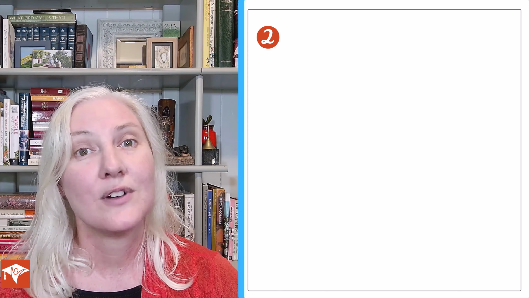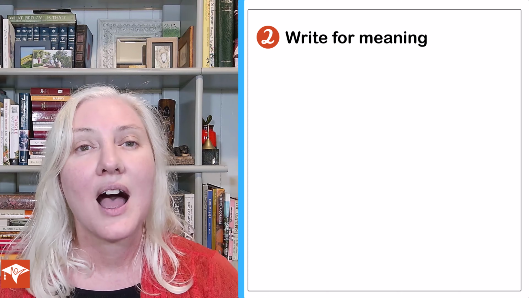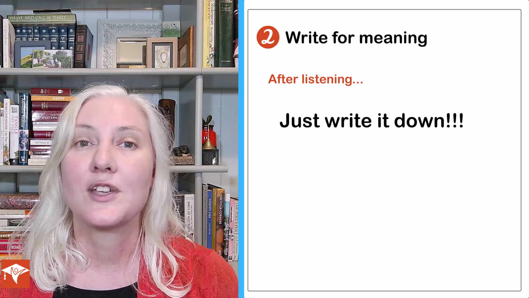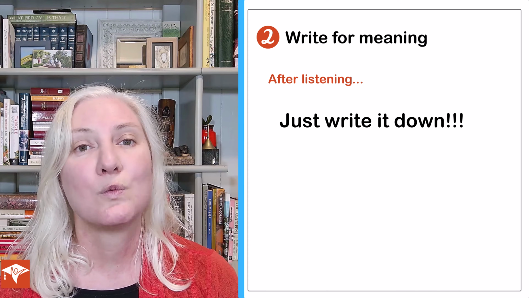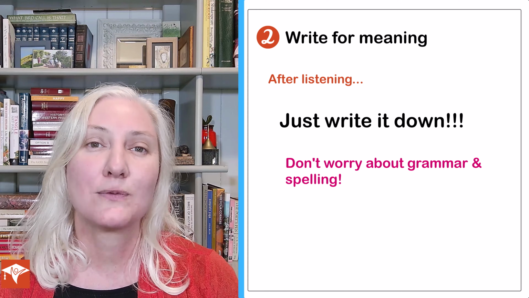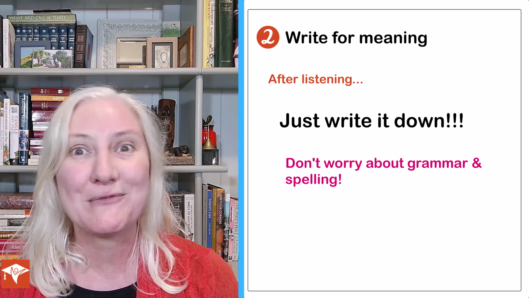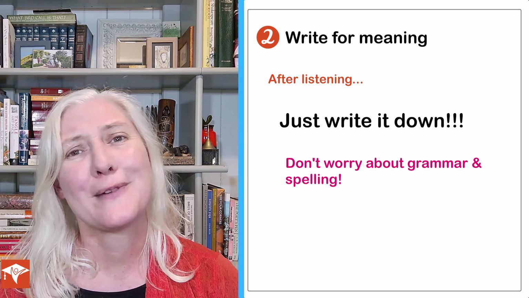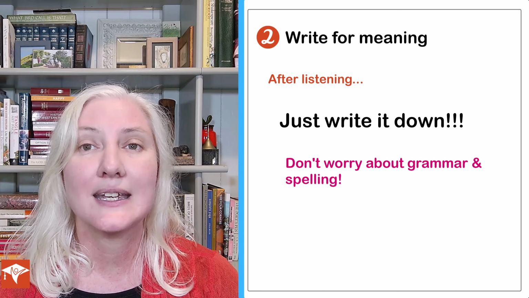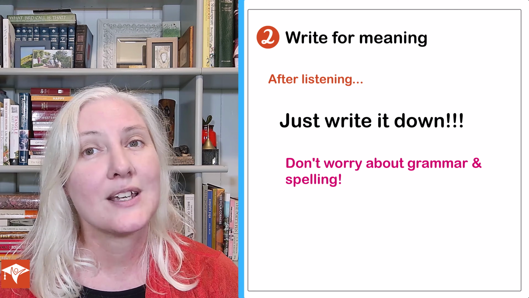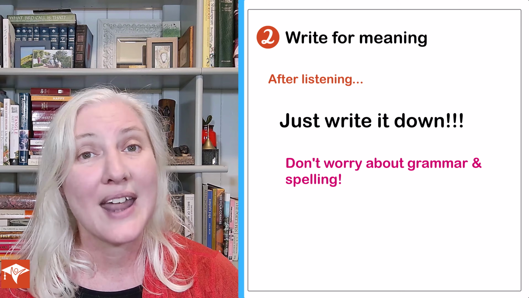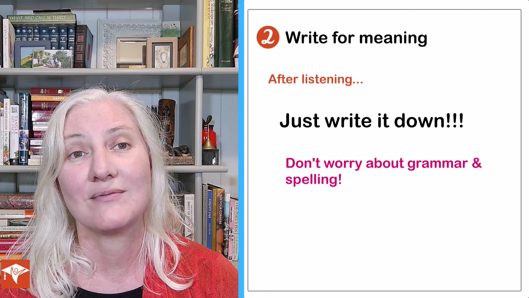Now, step 2, write for meaning. After you've heard the sentence, write it down immediately. Don't think about grammar or spelling, just write what you remember down quickly. If you take time to write, your clever English brain will come down and try to correct your sentence. But it'll make corrections you didn't really hear. So in steps 3 and 4, you will have a chance to correct your grammar and spelling. For now, just trust your listening.